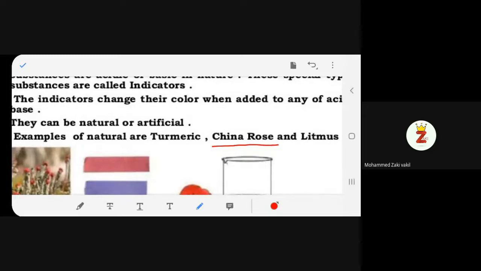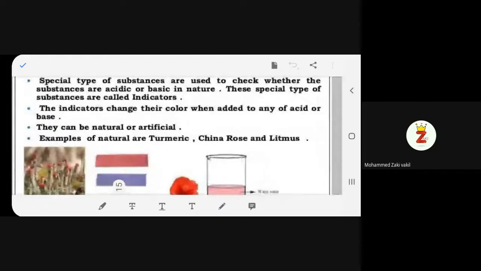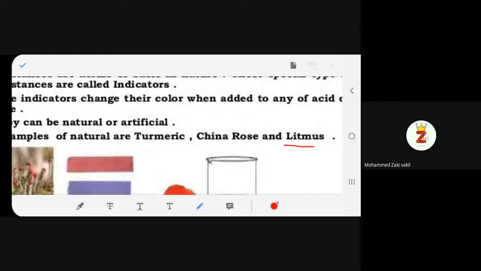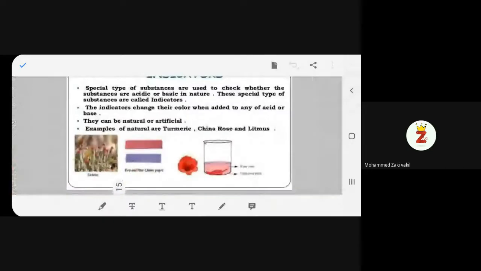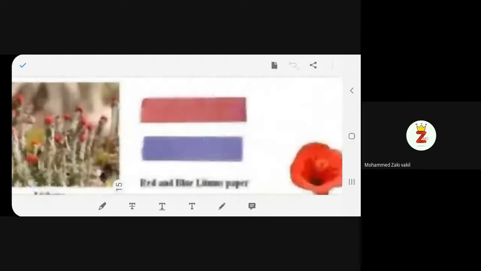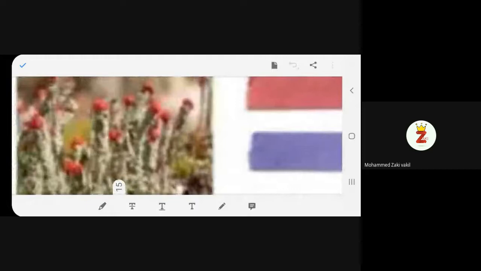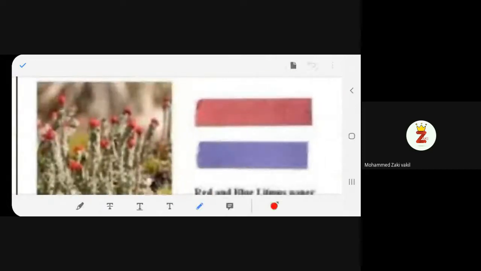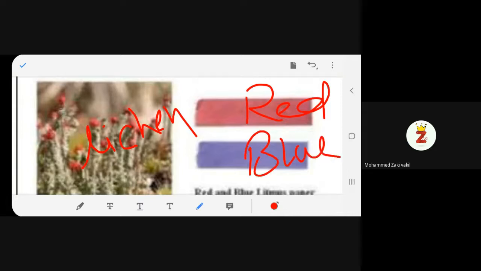Then we have litmus. So these are the three natural indicators. Litmus we get from lichen. This is lichen, and we get red litmus and blue litmus. Is this clear? So from lichen we get red litmus and blue litmus, right?